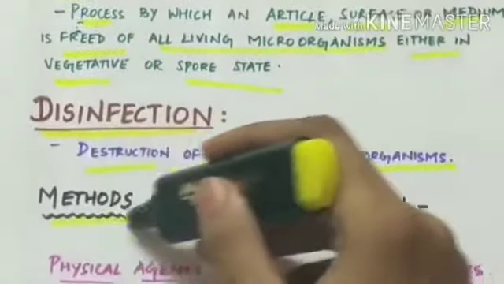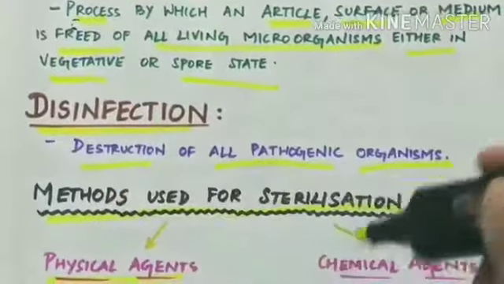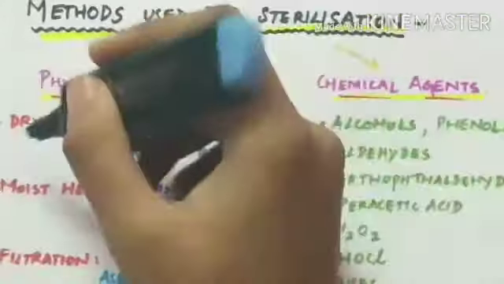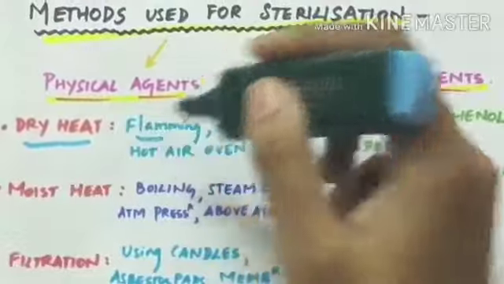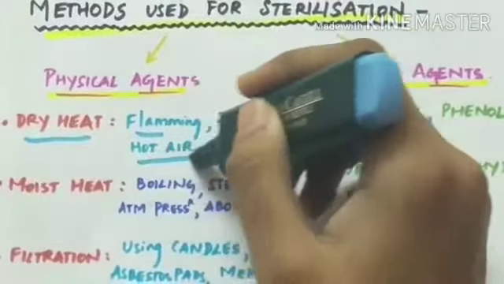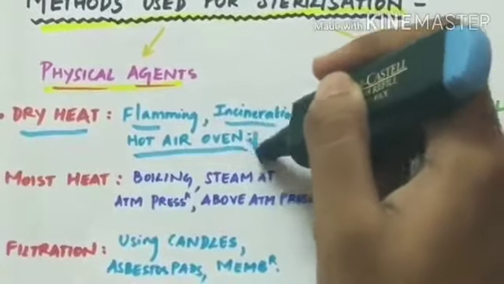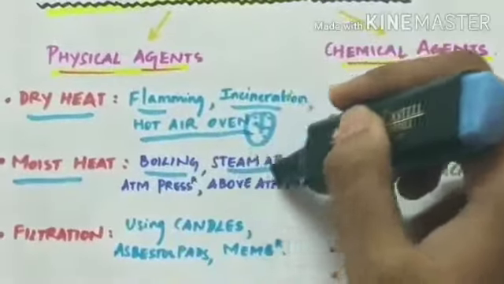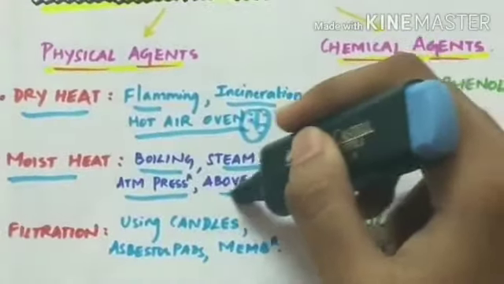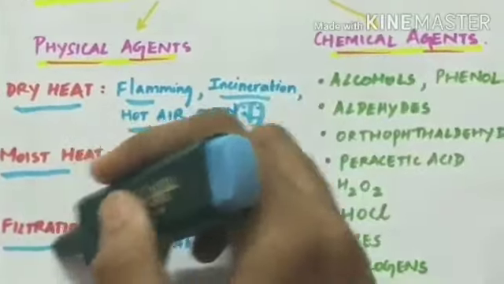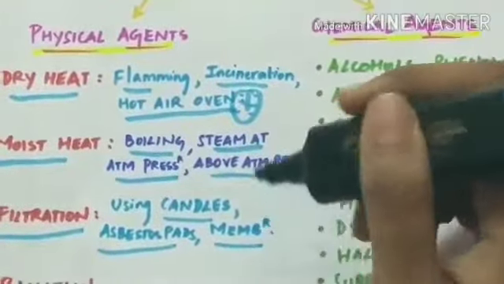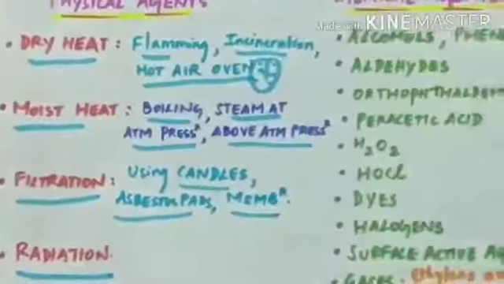Methods used for sterilization: physical agents and chemical agents. First, physical agents. Dry heat. This includes flaming, incineration and hot air oven. This is important. Hot air oven. Moist heat by boiling, steam at atmospheric pressure and steam above atmospheric pressure. Filtration using candles, asbestos pads and membranes. And fourth is radiation. We will see all these in detail in this video.